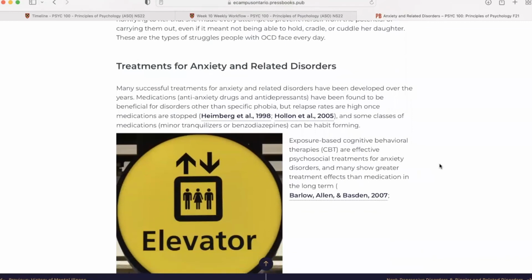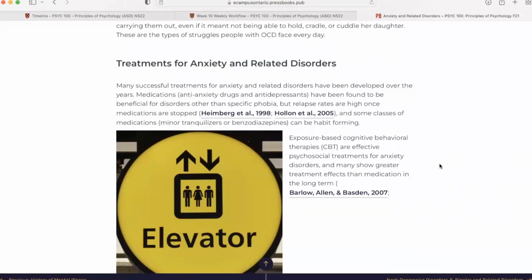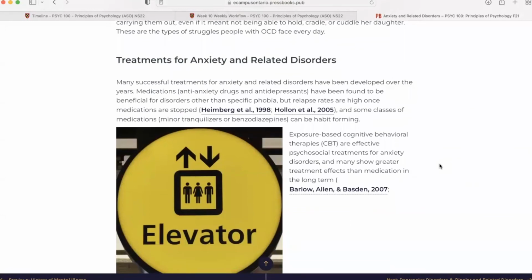Treatments for anxiety and related disorders. Many successful treatments for anxiety and related disorders have been developed over the years. Medications, anti-anxiety drugs and antidepressants, have been found to be beneficial for disorders other than specific phobia, but relapse rates are high once medications are stopped. And some classes of medications, minor tranquilizers, can be habit forming.